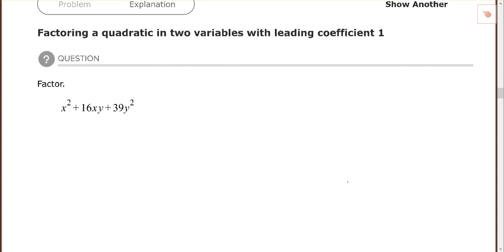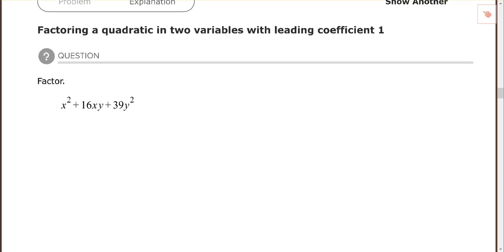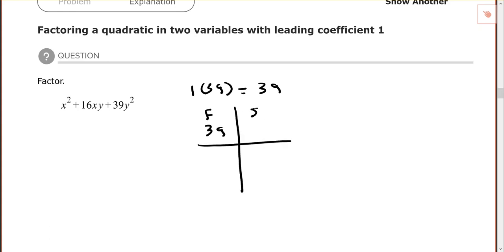Okay, so let's see here. We have two variables, same process. Look for a GCF all the way across. I don't have a GCF all the way across. So I have 1 times 39. I want to find factors of 39 that give me a sum of 16.